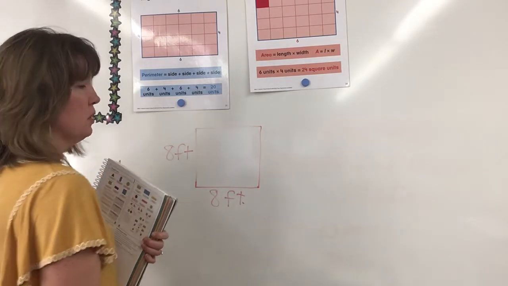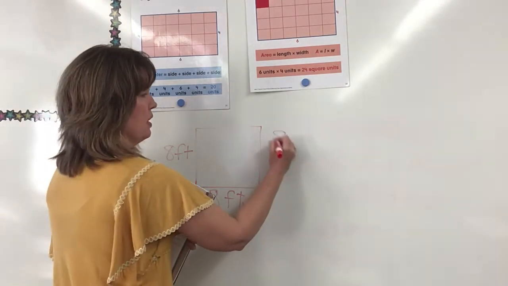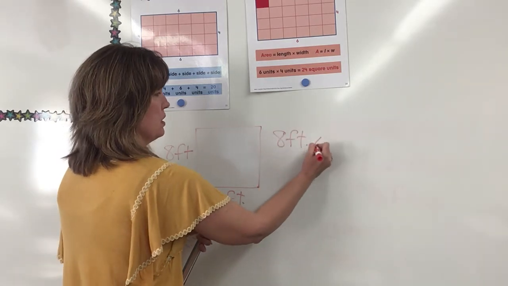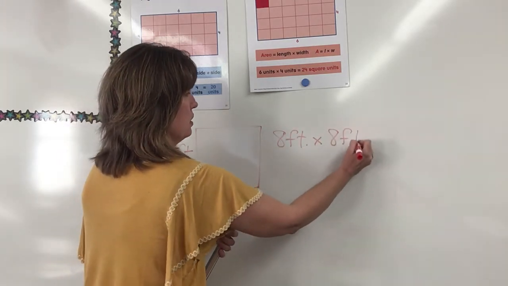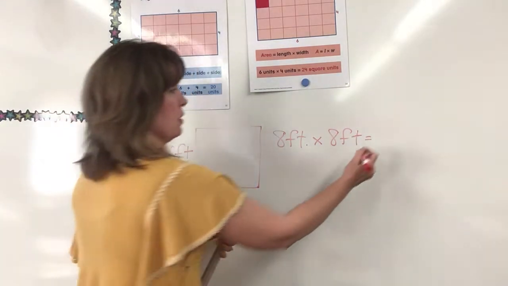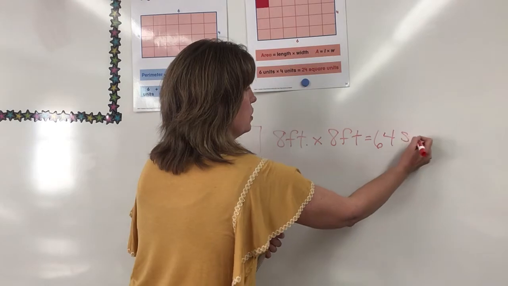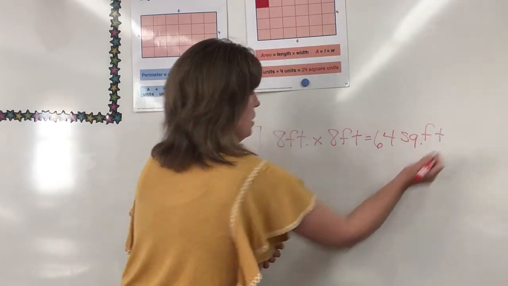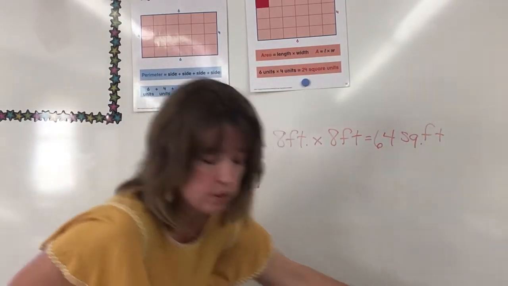All right, so what would be our equation? We would have 8 feet times 8 feet. What's 8 times 8? 64. So 64 square feet. I'll get a better marker.